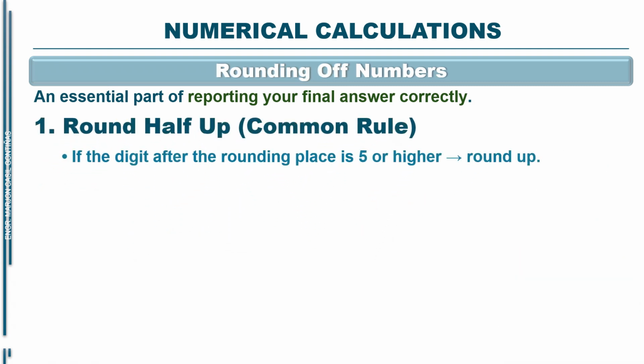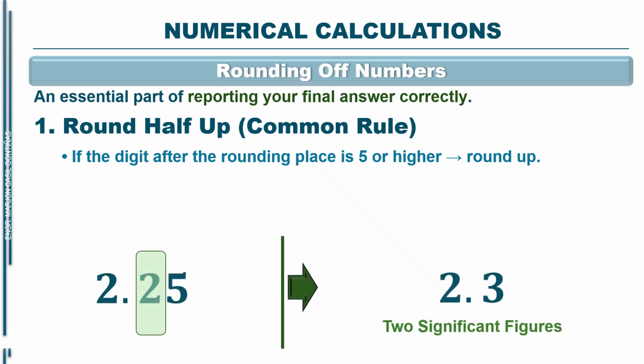First is the round half up, or the common rule. This is what most people learn early on and apply by default. If the digit after the rounding place is 5 or higher, round up. Example, 2.25 becomes 2.3, and 2.35 becomes 2.4. This method always rounds 5 up, which introduces a slight bias toward larger numbers over time.